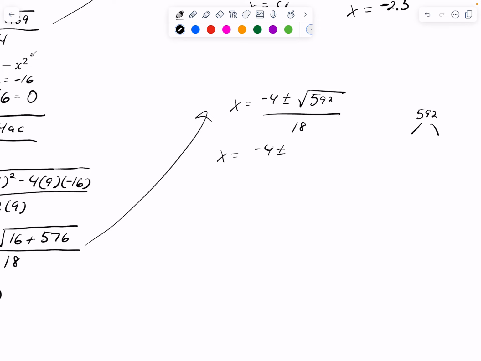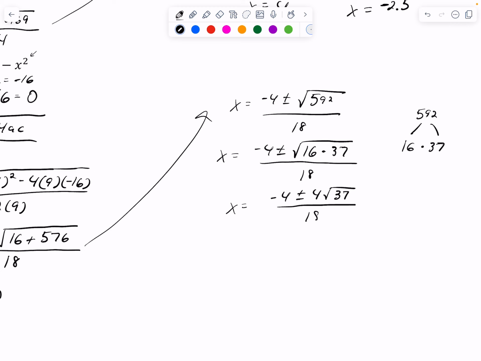So that actually breaks down to 16 times 37. So I'm going to write this down as the square root of 16 times 37. And when you do that, I hope you know the square root of 16 is 4. So I'm going to bring that out and leave that prime number of 37 in there.